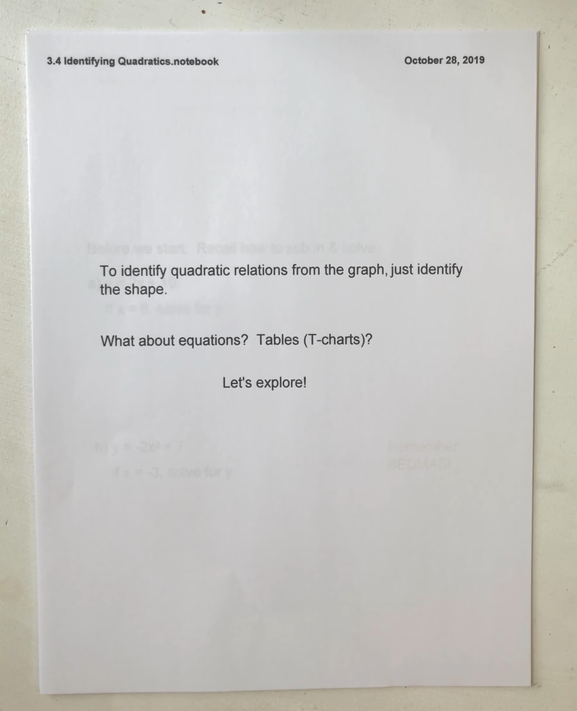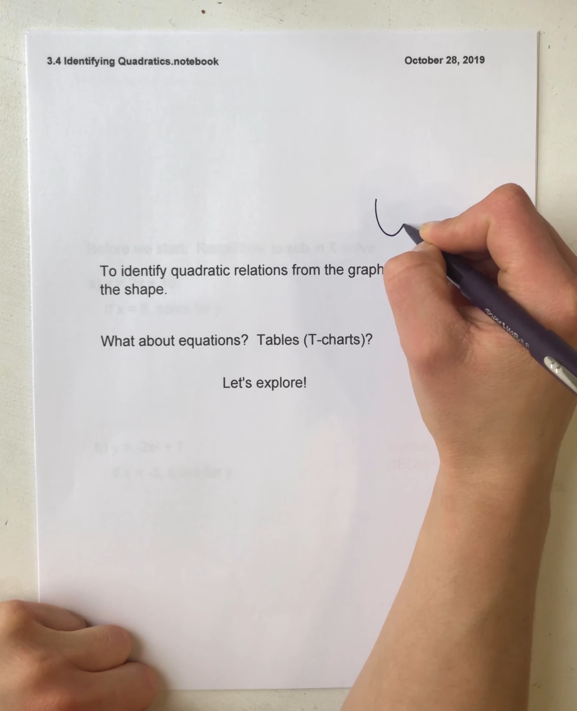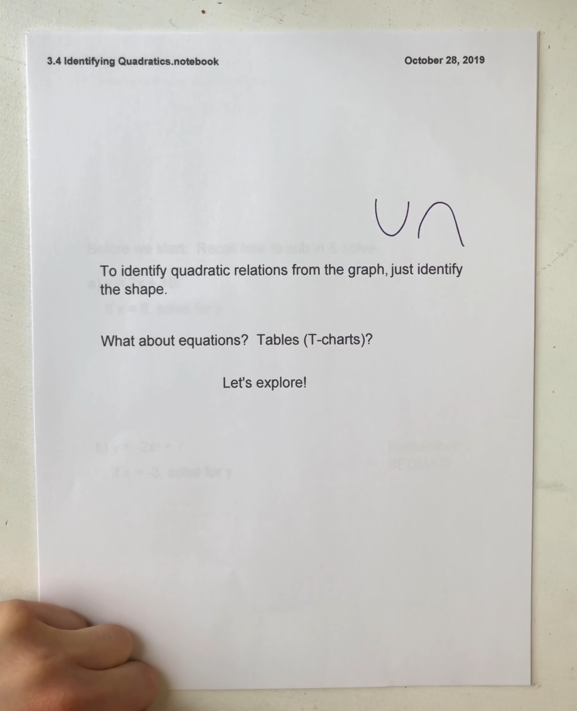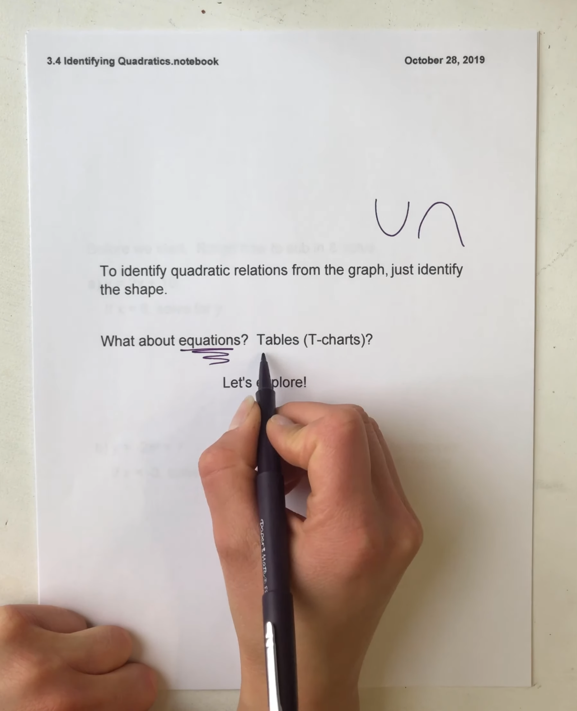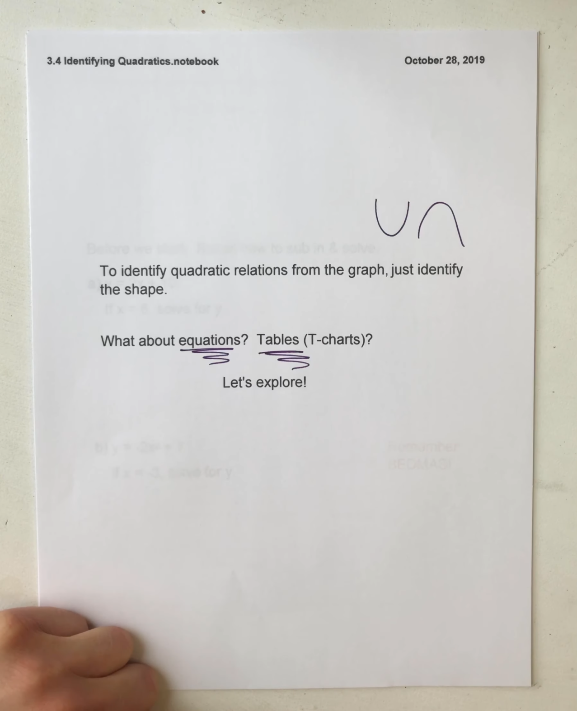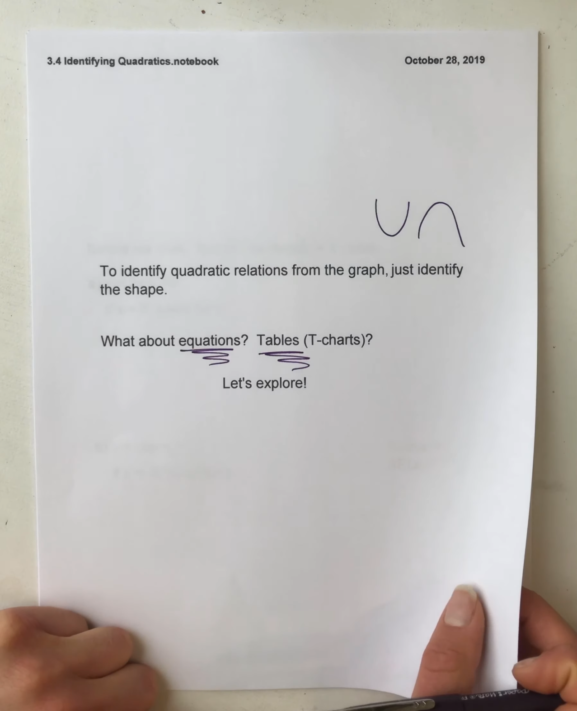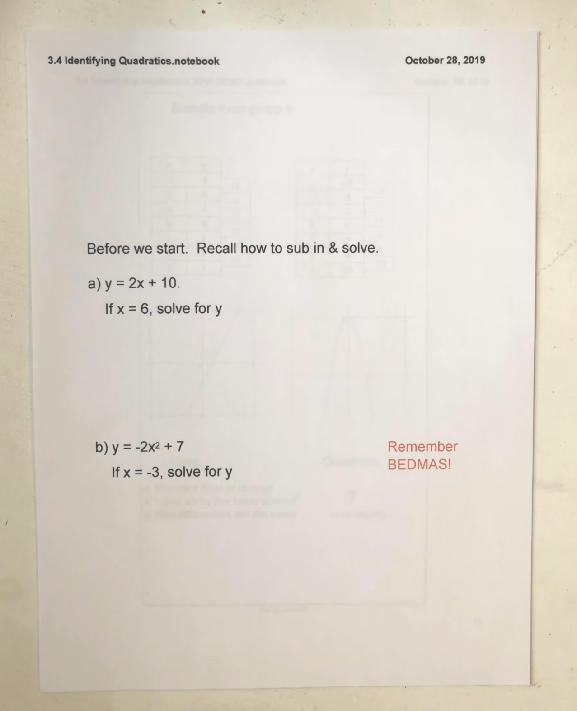So we have been able to identify quadratic relations from a graph, right? We just look at the shape and either it is like this or like this. We can also figure it out through equations and t-charts. So remember our table of values? Yeah, we get to go back to that. But first, we're gonna take a quick look at how to sub in information and solve.